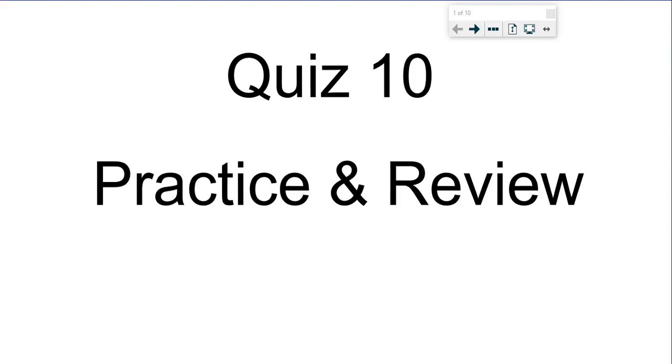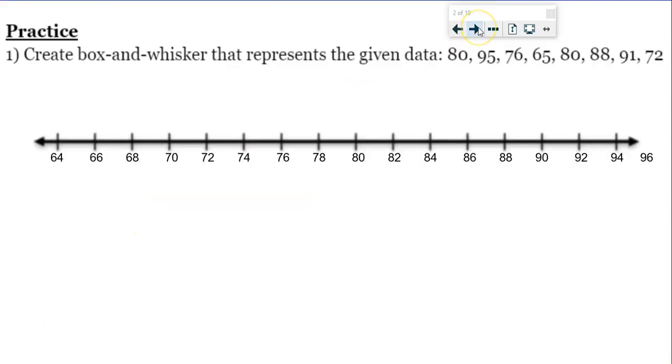So this is a video of the quiz 10 practice and review. So this first question says create a box and whisker that represents the given data. And so what we're going to do is enter this data into our list 1 on our calculator, and then we're going to pull the 5 points that we need.